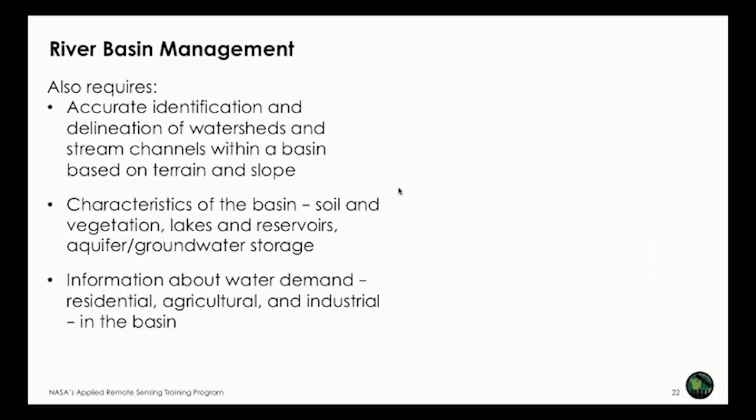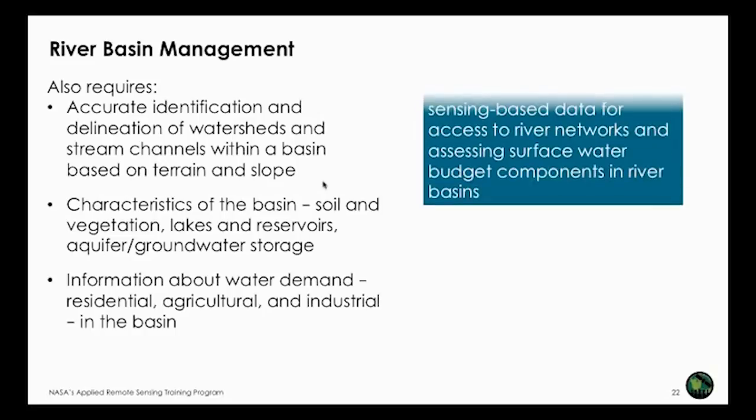What else is required for river basin management is accurate identification and delineation of watersheds and stream channels within the basin. Because in a big river basin, there can be several watersheds with different types of processes, different types of soil, vegetation, topography. So accurate identification of how much area is draining into a particular tributary or a stream channel is very important. Then characteristics of the basin in terms of what kind of soil and infiltration is going on, what kind of vegetation, are there lakes and reservoirs, what kind of groundwater characteristics there, these are also important. And information about water demand for all sectors. All these are important components for river basin management.